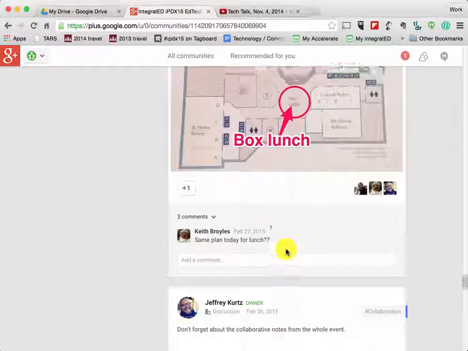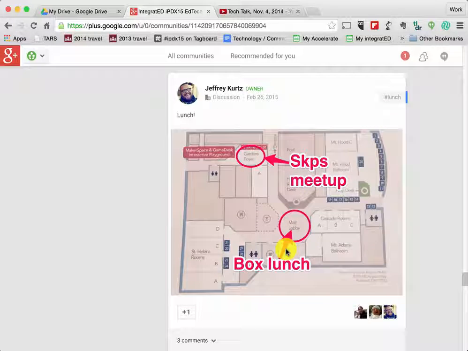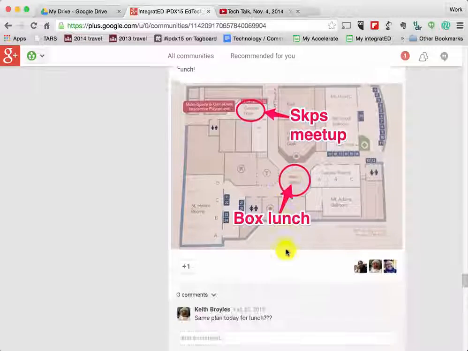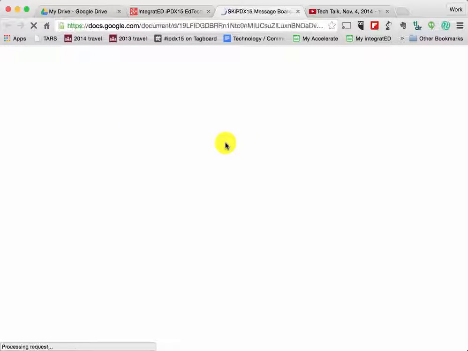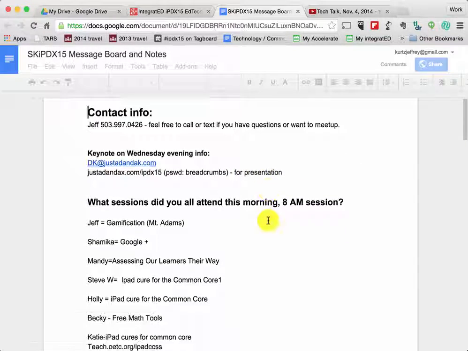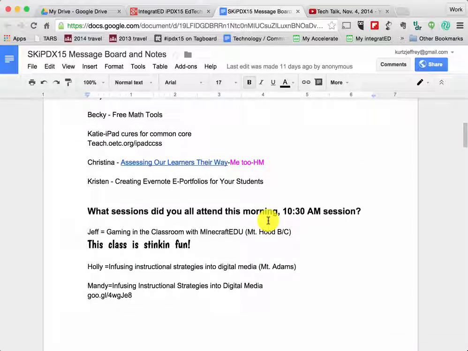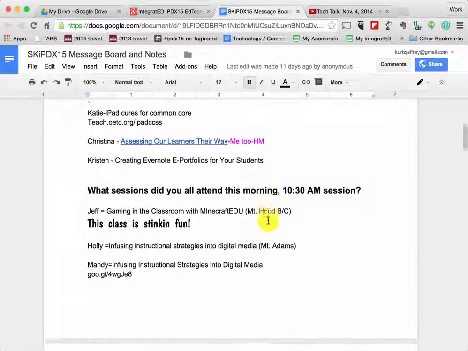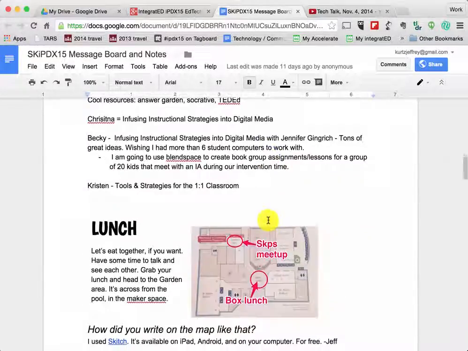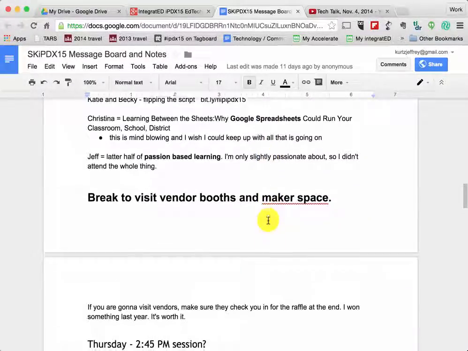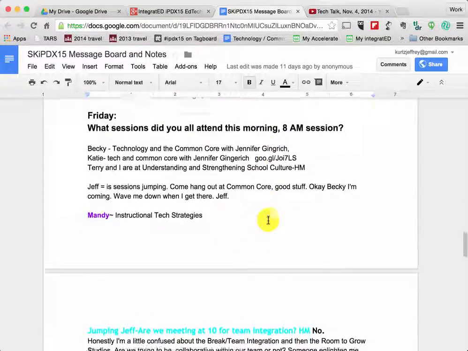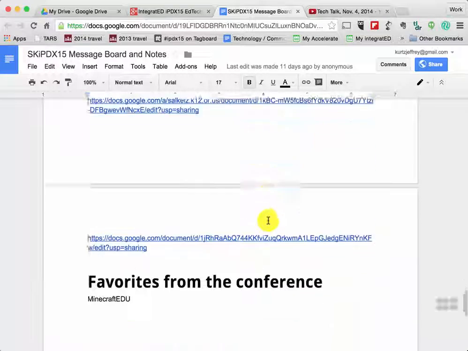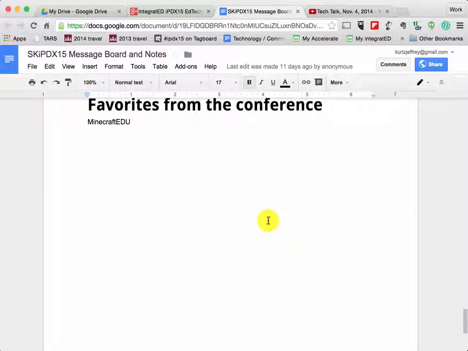So let me see if I can find one. Oh, I even posted in here where we were going to meet for lunch, which was really handy. Let me see here. Okay, so here's a collaborative document that I shared with the group, and we also used this at the conference to communicate and tell people where we were thinking we were going to go, sharing different notes from sessions, and just ideas in general about where we should meet and what we should do next. So this was really handy as well.